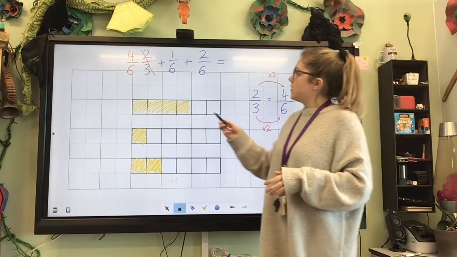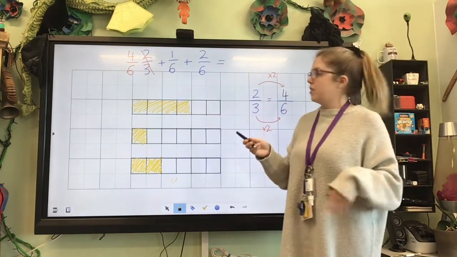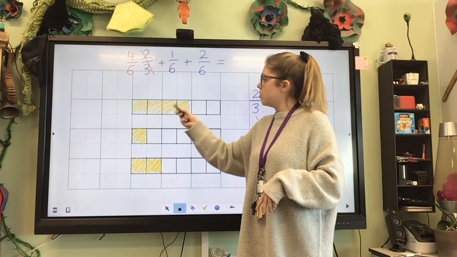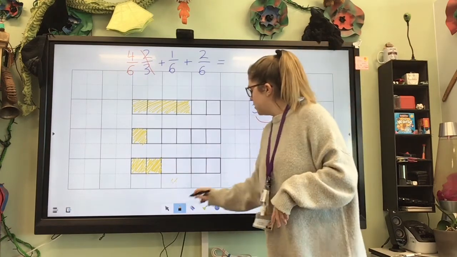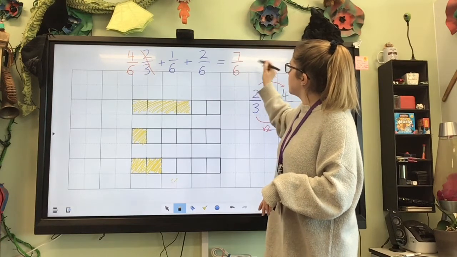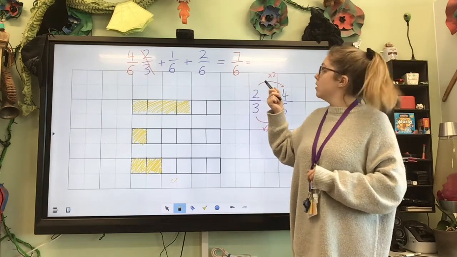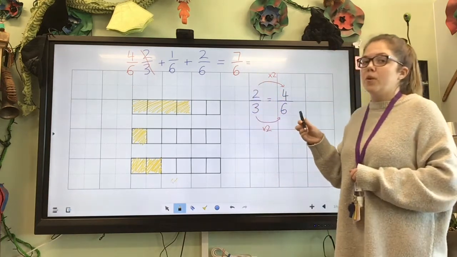So now what we're adding is 4/6 add 1/6 add 2/6, or 4 add 1 add 2, and we can count our bar models to help us with this. So 1, 2, 3, 4, 5, 6, 7. So the answer is 7/6. Oh, what type of fraction is 7/6? That's right, it's an improper fraction because the numerator is bigger than the denominator.